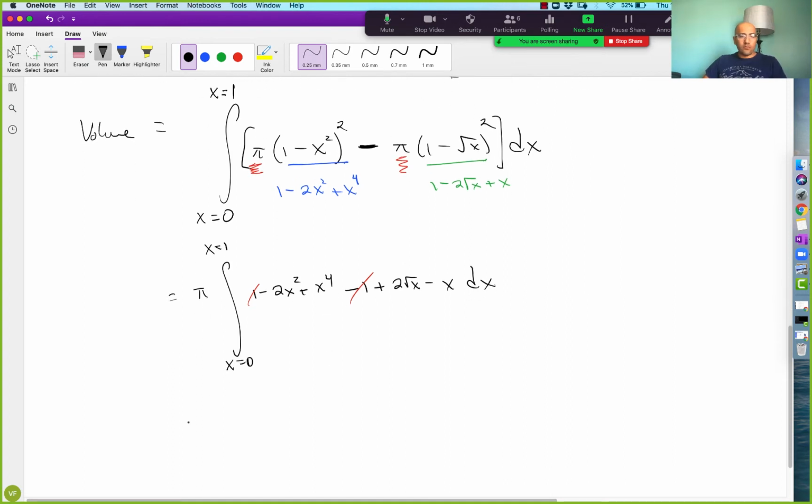So let's do one more. Let's rewrite this as pi times the integral as x goes from 0 to 1. Let's put the x to the 4th first, highest power. The next power is the minus x, minus 2x squared, that takes care of those two, minus x plus 2x to the 1/2 power dx.